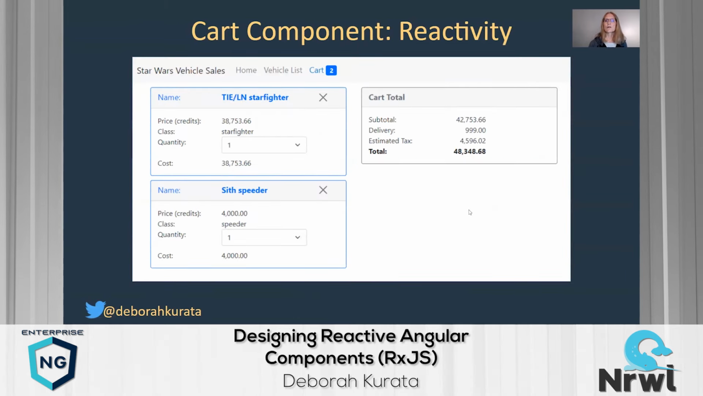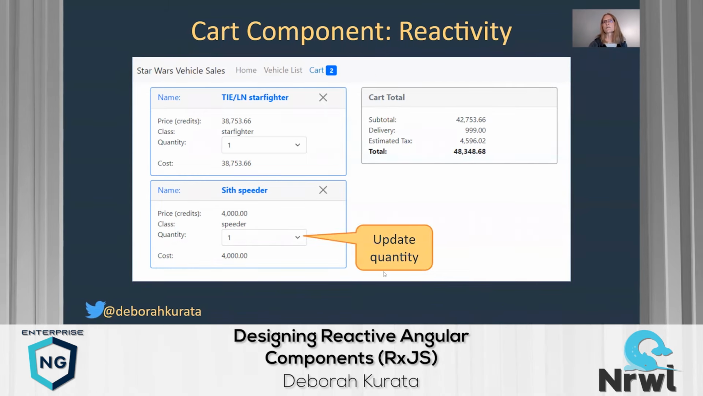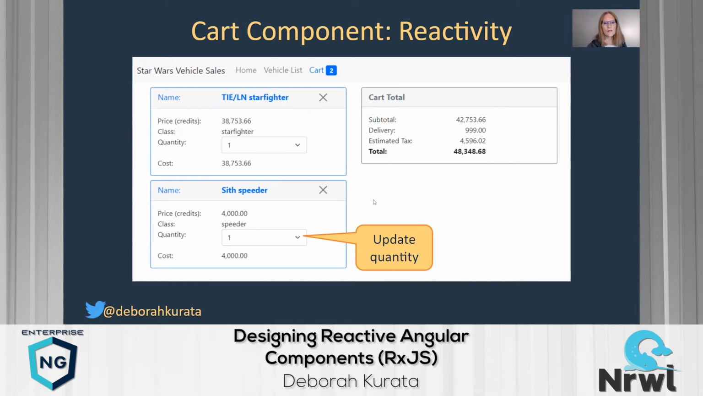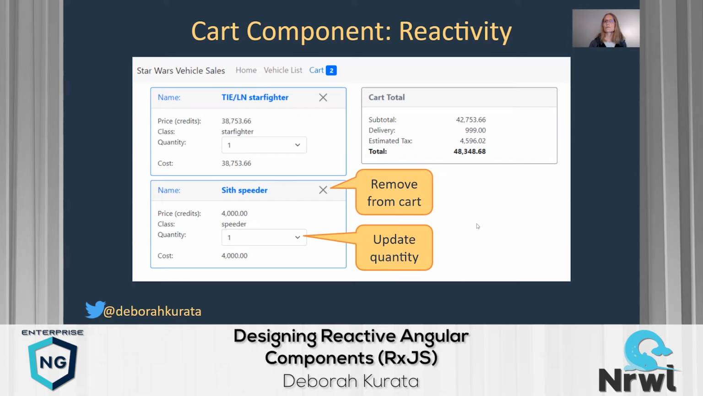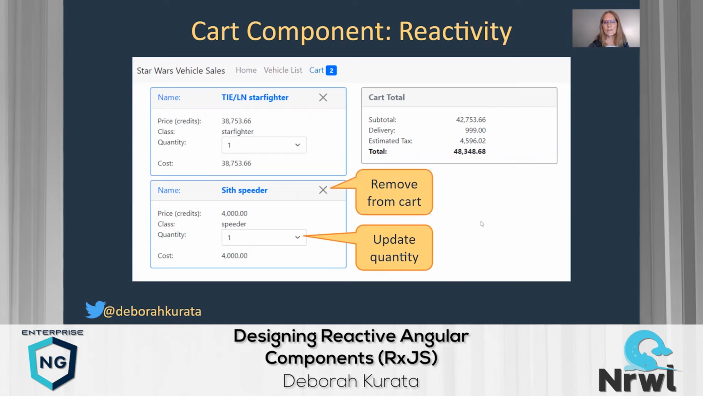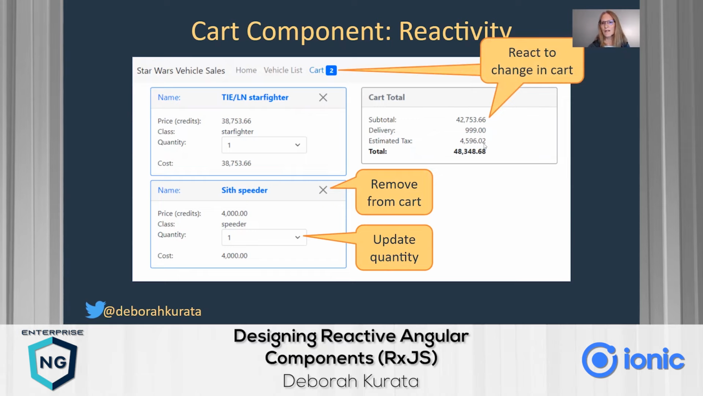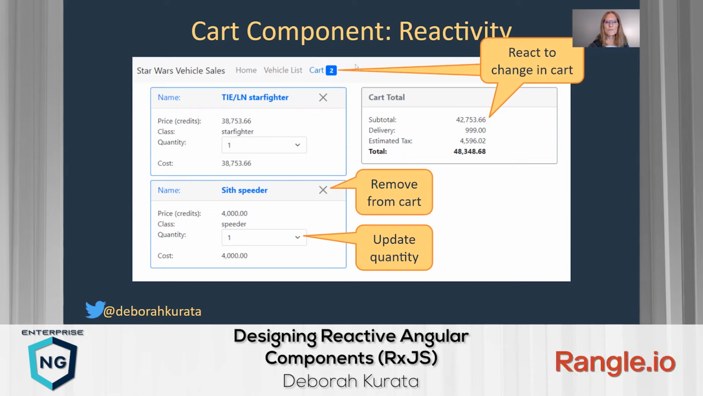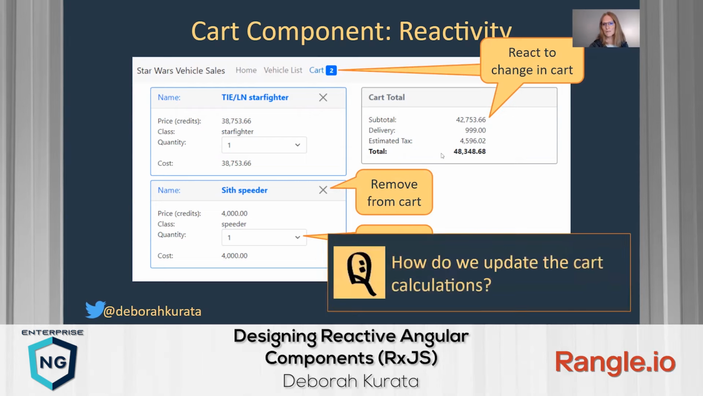Okay, so cart component reactivity: we can update the quantity, and that's going to go through that code to do an update. We can also click on the X to remove it from the cart, which will use the delete functionality that we just talked about. But we also have this reactivity going on over here where it's maintaining the subtotal, and it's also maintaining the count of our cart items. So how is it doing that?